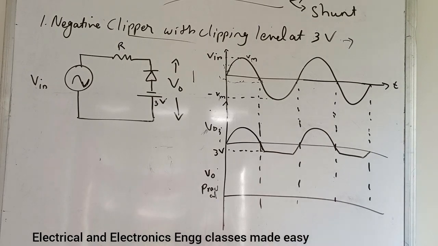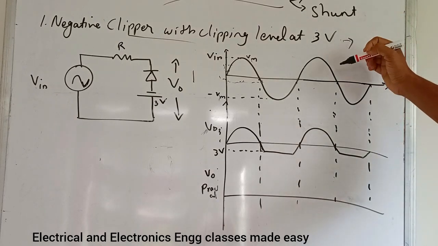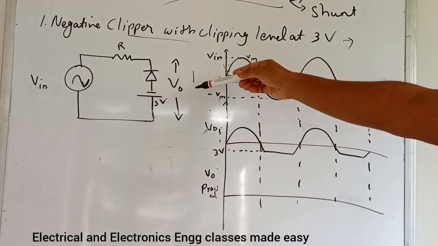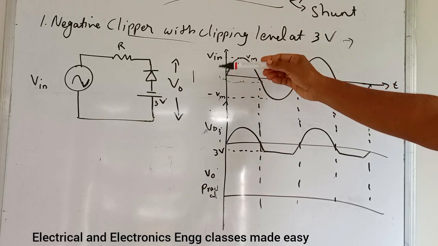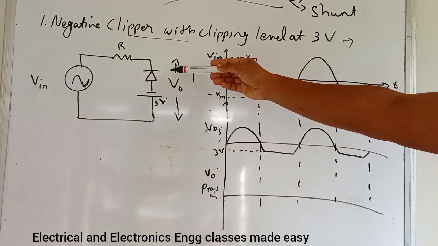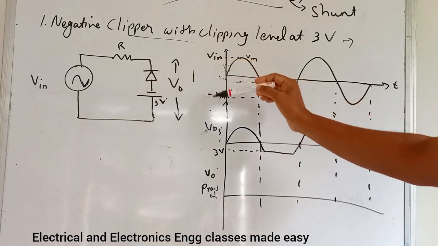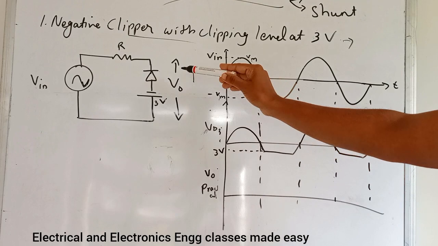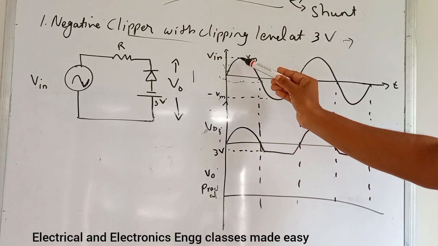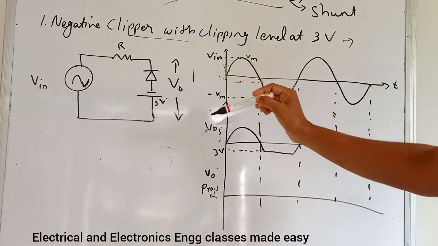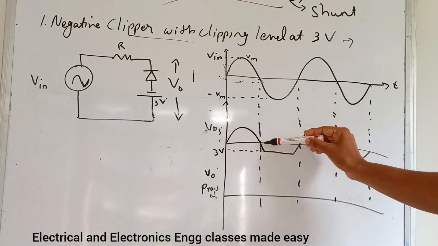Next is negative clipper with clipping level at 3 volt. So this is the circuit diagram. And here during the positive half cycle, the diode will not conduct. Hence, we will get the input across this diode. That is, it will be in open condition. So we will get the input across this diode, that is we will get the output as this.